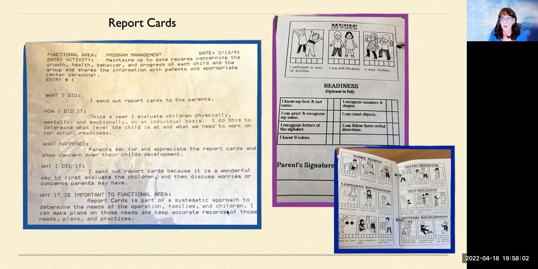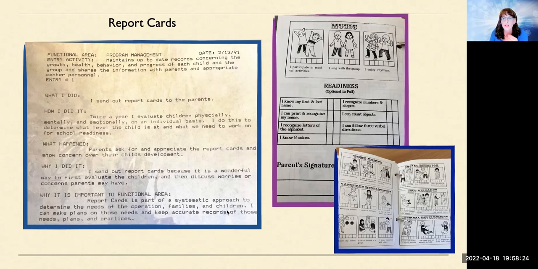So for physical, there's a checklist. You would take them out. Who can jump up and down? Who can jump on one leg? Who can tiptoe? Who can crawl? You do checklists on each child. We also have the early learning guidelines that tell you what they should know for each area, each functional area.